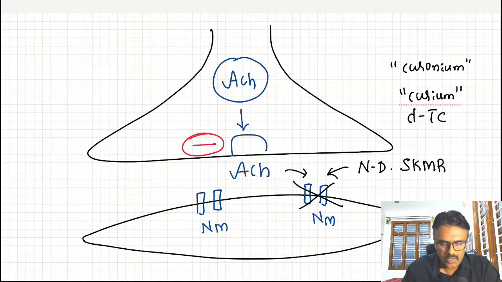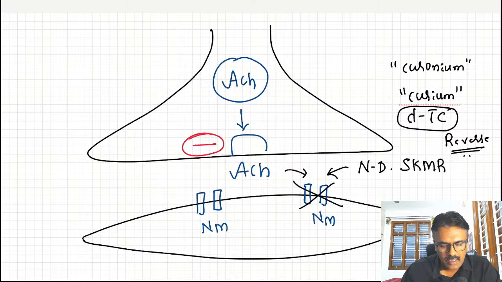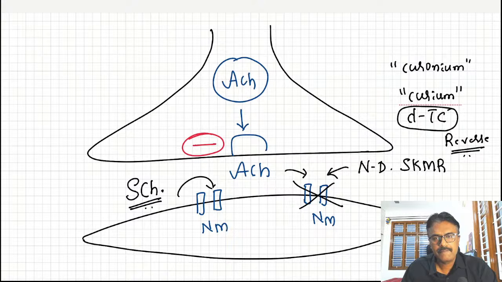Now my question to you all, a very beautiful question. Suppose I have given D-tubocurarine to a person. How do I reverse it? What drug is used to reverse D-tubocurarine action? I will be very happy if you answer this. The drug which stimulates the neuromuscular junction is a skeletal muscle relaxant called succinylcholine, which will also do that.